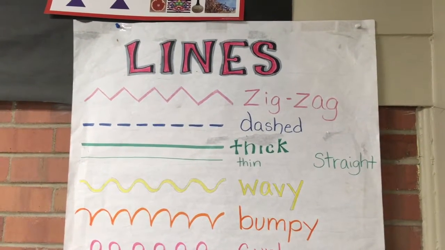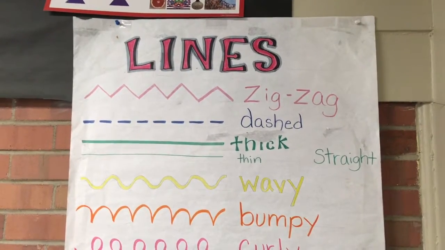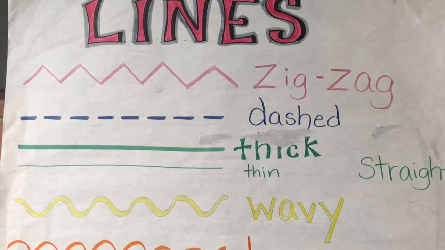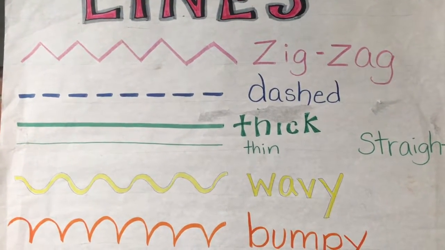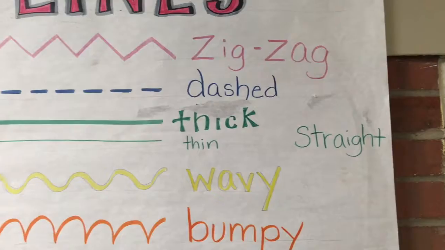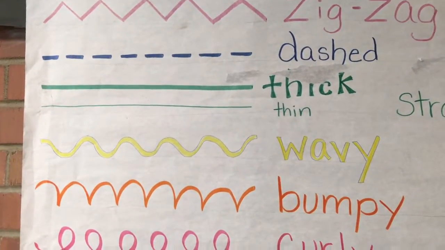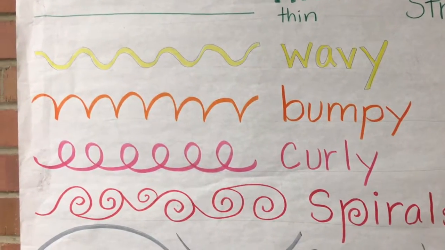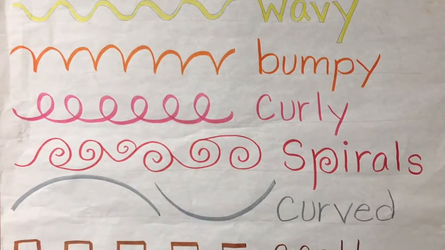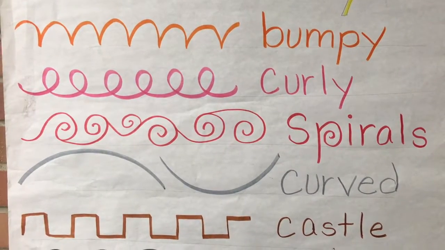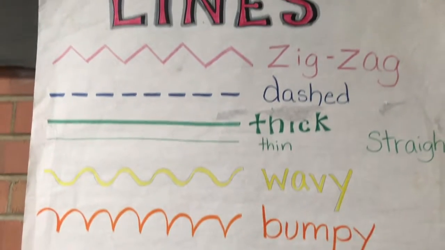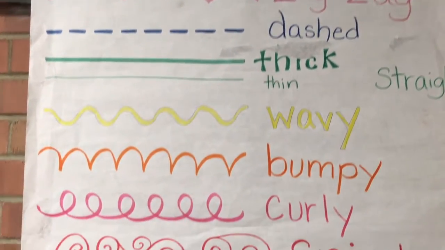Lines that are zigzag, like a mountain. The blue lines are dashed. It reminds me of the lines that you might see on the road. Straight lines that are thick or thin, but they're both straight. Lines that are wavy. Lines that are bumpy. Curly, spiral. The gray is curved. Castle lines or mouse ears. There are so many different kinds of lines, and even lines that aren't even on this piece of paper.